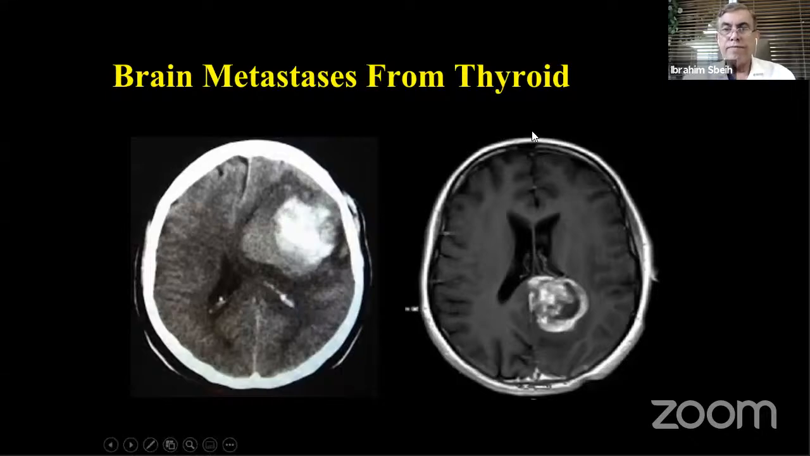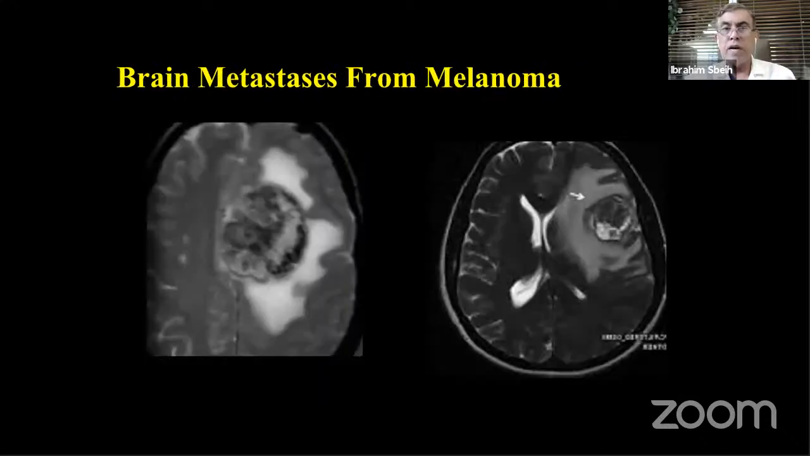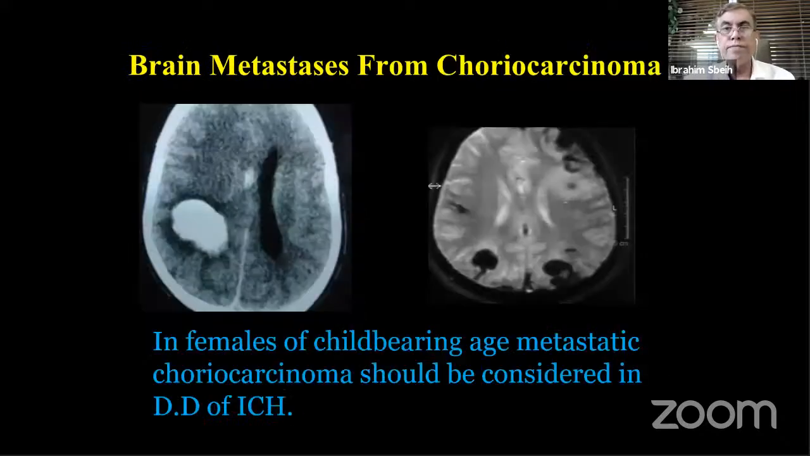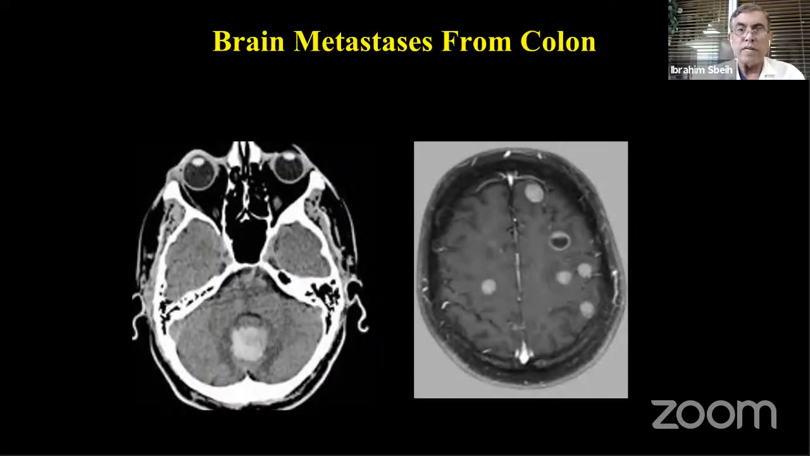This is a bleed from a thyroid. And I tell you, I've seen these cases, thyroid and colon carcinoma. When you operate upon them, they bleed like hell. They bleed nonstop. They are really frightening. Melanoma is the same also. Again, Ala mentioned that. How many of us look between the fingers, underneath the fingernails, the toes, to look for a melanoma, which nobody thought about? Choriocarcinoma, very serious. In females of childbearing age, metastatic choriocarcinoma should be considered in the differential diagnosis of any intracerebral hemorrhage. This is serious. Choriocarcinoma in females, especially of childbearing age. Colon metastasis, they bleed again like hell.